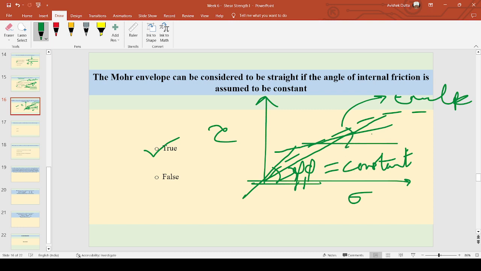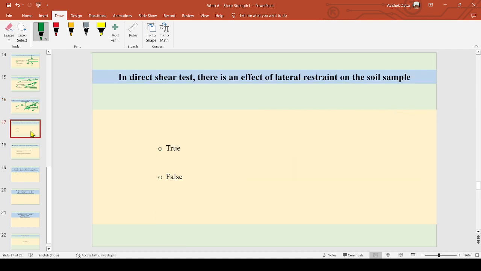At this point, this is the tangent. So at each and every point, the value of the friction angle will vary as per the tangent to the failure envelope. I hope it is clear. Okay, I'll go to the next question.